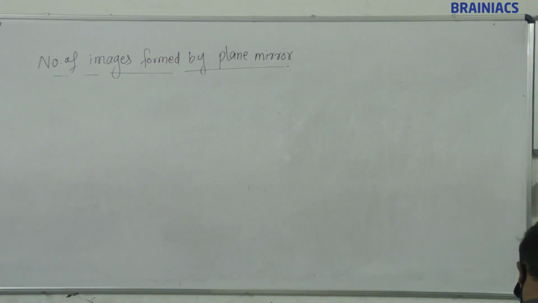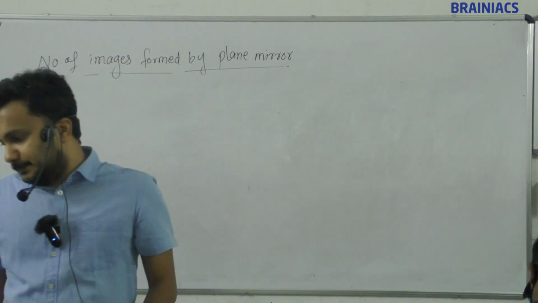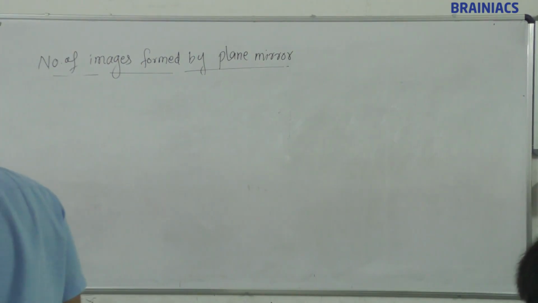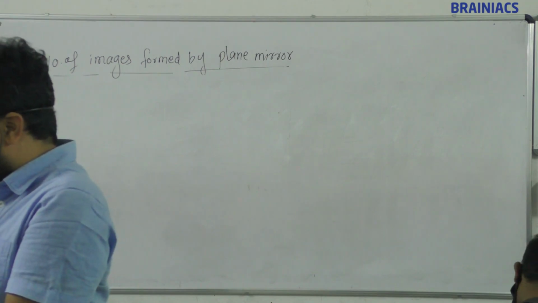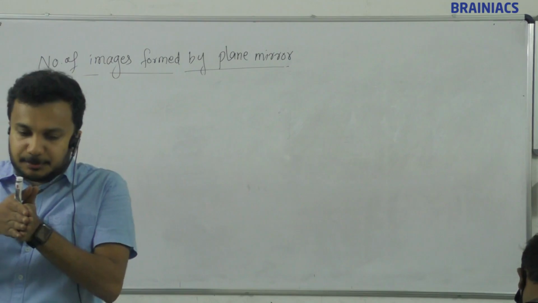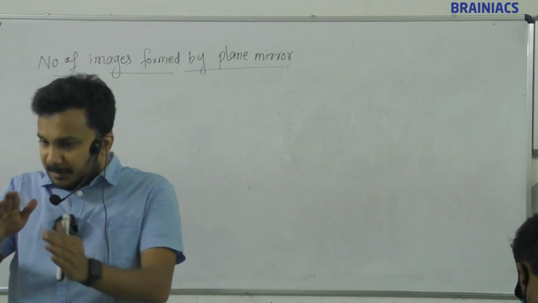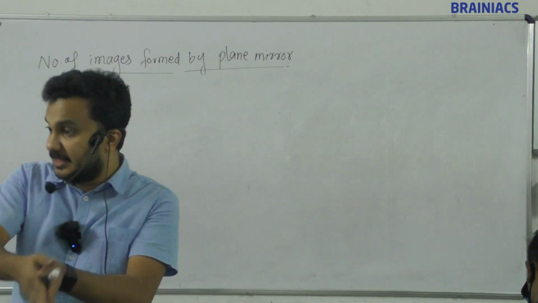Both will be equal only. Both will be equal. Just mark it as theta, theta. That's all. Here also it will be 2 theta. Incident ray position we are not changing. We are keeping the incident ray position the same, then the mirror alone is rotated.